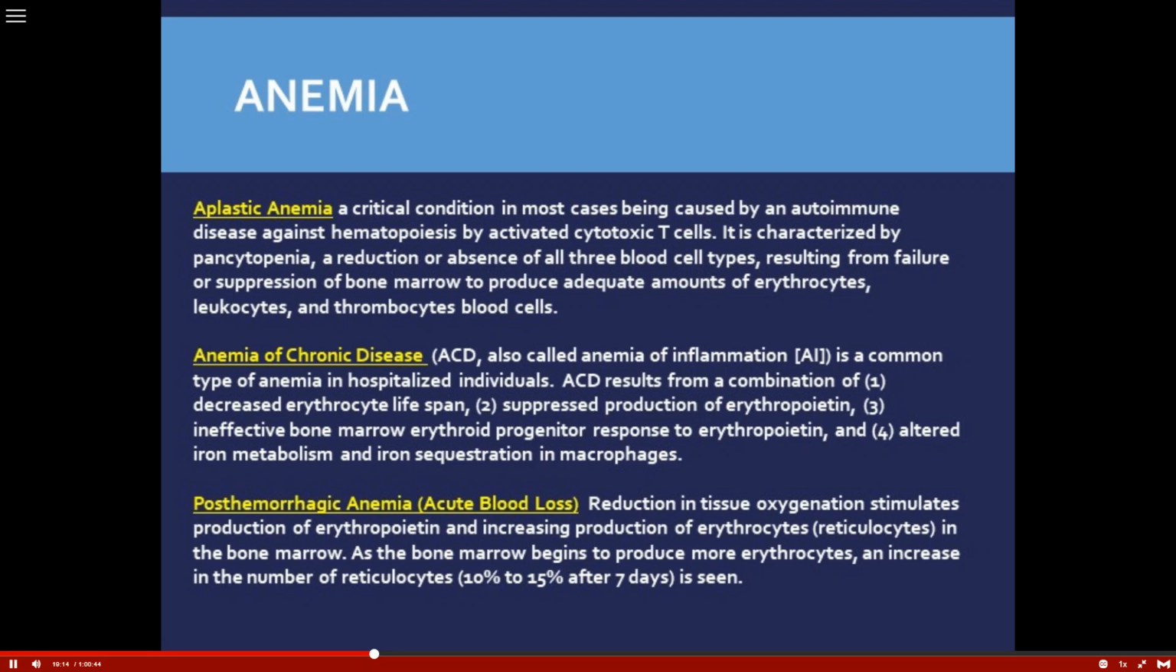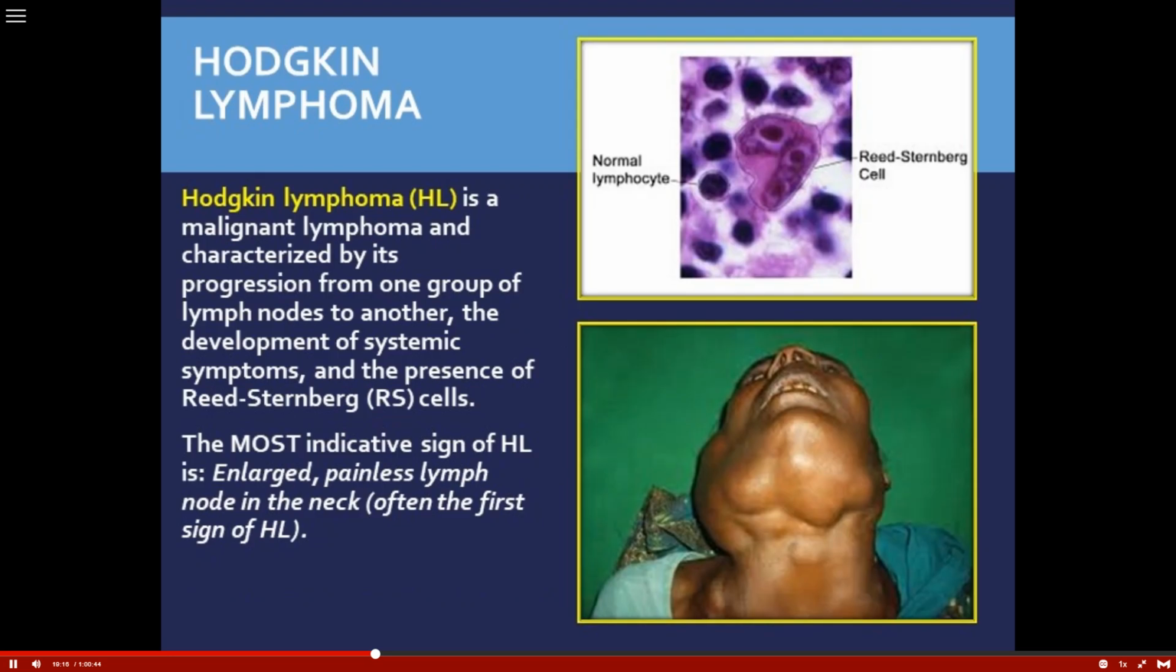Okay, so next we're going to look at the Hodgkin's lymphoma. So lymphoma is the most common blood cancer in the United States. We're going to really focus just on Hodgkin's lymphoma. And this is a malignant lymphoma. It's characterized by a progression from one group of lymph nodes to another.